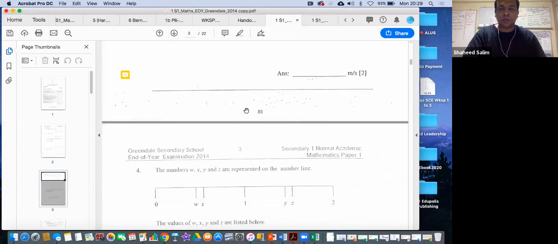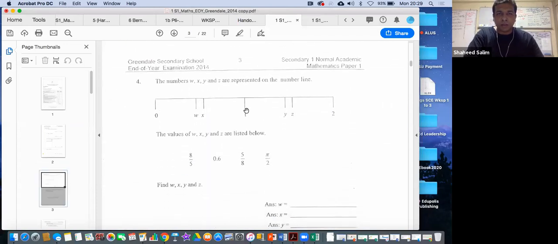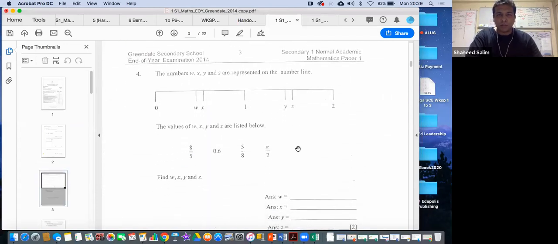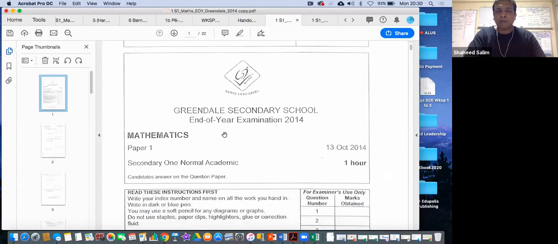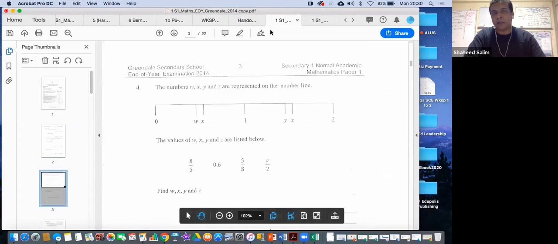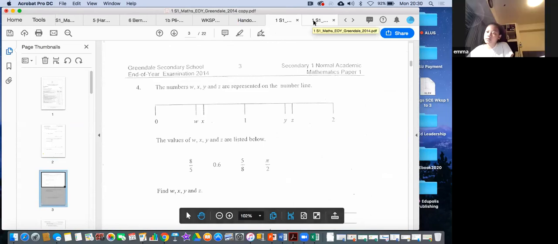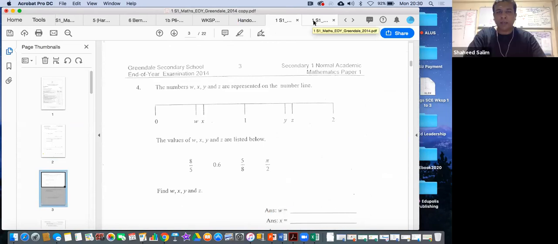So the answer is 20 meters per second. This one, what is your answer? Find W, X, Y, Z. Hold on. Just before that, I just want to highlight, we are doing Greendale Secondary School, end of year examination 2014, paper 1. And now we are at question number 4. And your answer is? W is 0.6. Okay. X? 5 over 8.